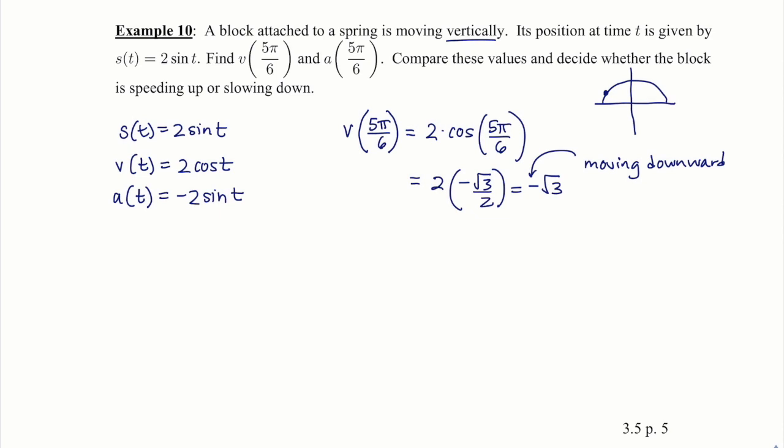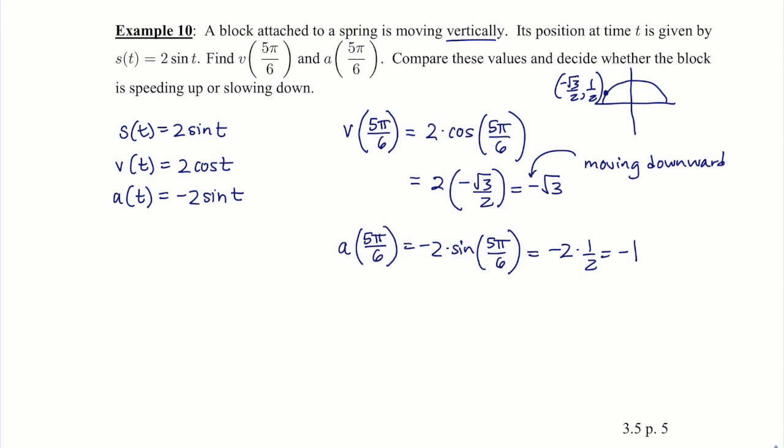So moving downward, so this might be something like negative square root of 3 inches per second or something like that. Okay? And then let's look at acceleration at 5 pi over 6. And that is negative 2 times sine of 5 pi over 6. Sine of 5 pi over 6 would be a half, right? Our coordinates on the unit circle there are negative square root of 3 over 2 and a half. So negative 2 times a half. So we'd have negative 1 for the acceleration, right?